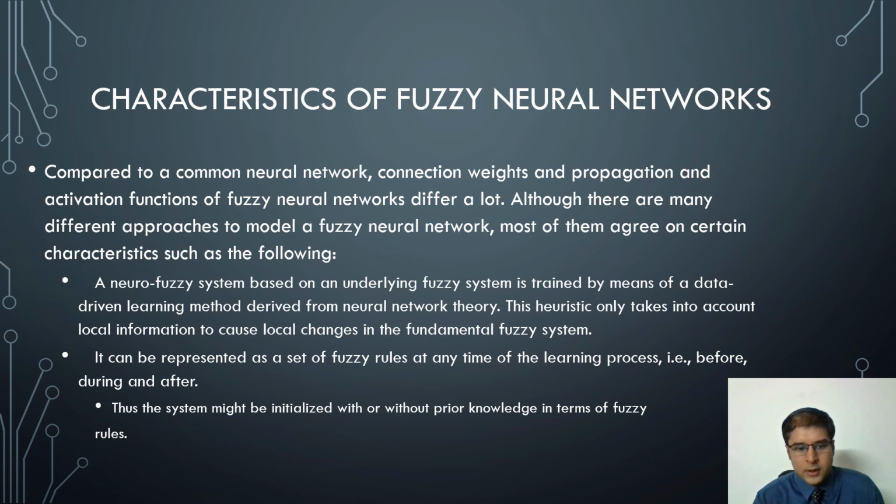It can be represented as a set of fuzzy rules at any time of the learning process, that is before, during and after. So as I discussed earlier, the input mapping to the output in neural networks is hard, but in the case of fuzzy logic neural networks, it can be represented as a set of fuzzy rules at any time of the learning process, that is before, during and after. Thus, the system might be initiated with or without prior knowledge in terms of fuzzy rules.